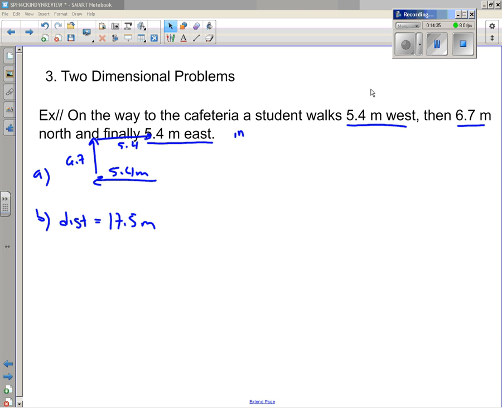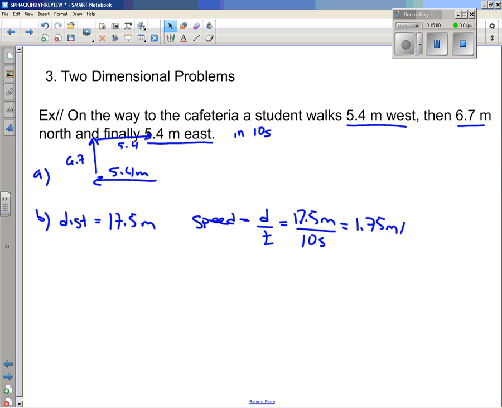All right, so we're back. Distance is 17.5 meters. From that, you can get the speed, right? Speed is equal to distance over time. In this case, that's 17.5 meters, and then we'll just assign it some time. Let's say it does this all in 10 seconds. That'll be nice and easy to divide by. 17.5 divided by 10 seconds equals 1.75 meters per second.